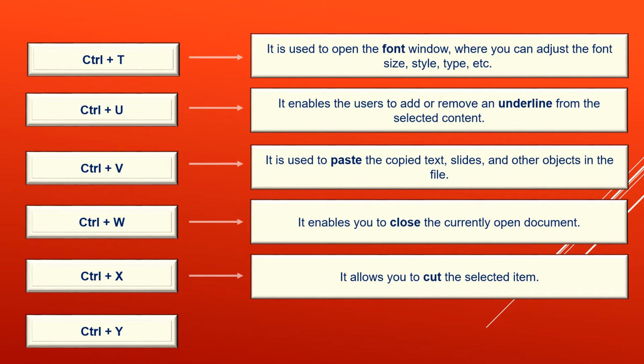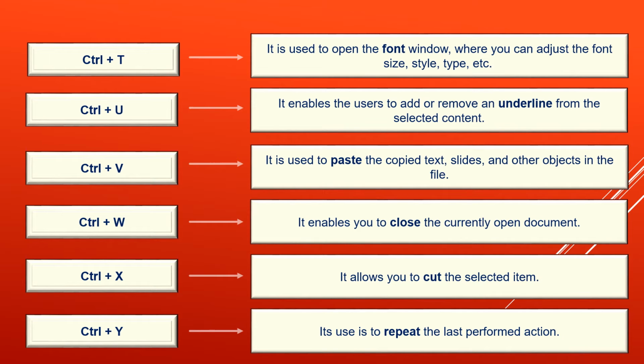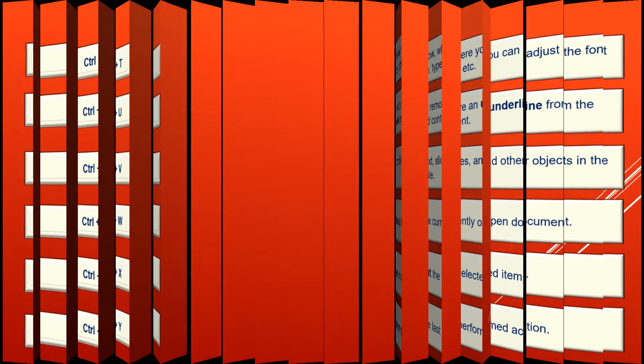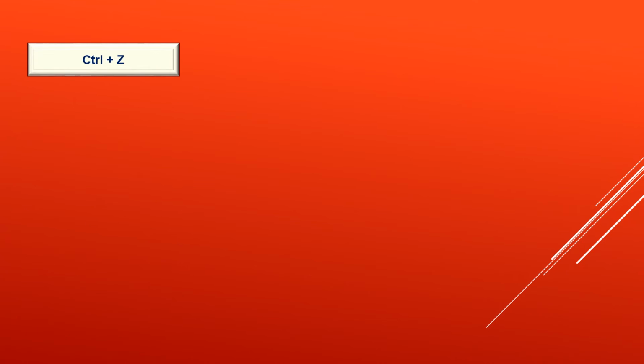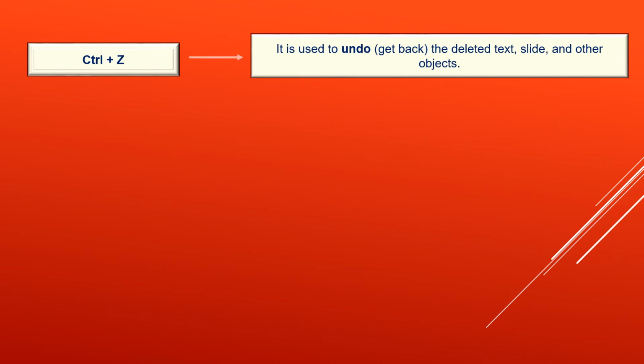Ctrl plus Y. Its use is to repeat the last performed action. Ctrl plus Z. It is used to undo, meaning get back, the deleted text, slide and other objects.